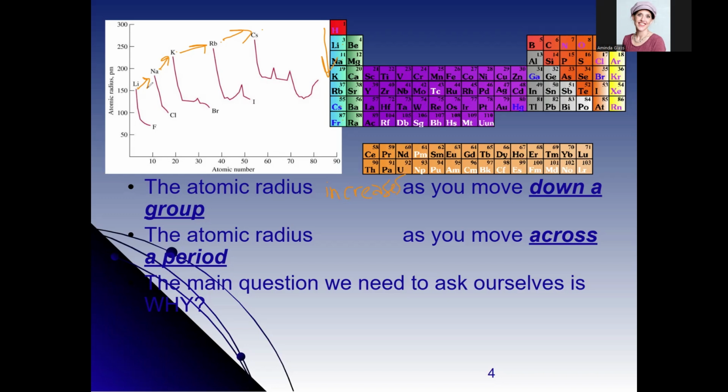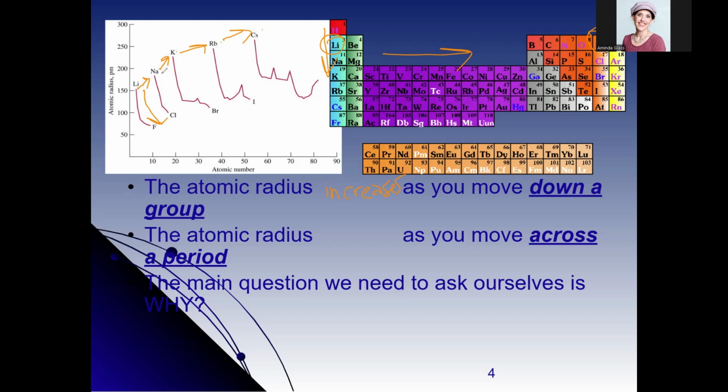Now let's look as we go across the periodic table. Lithium and fluorine are on the same period. They're on the same row. So if we go across, what happens if we graphed every single element in that row? What happens to the radius? It goes from 150 to about 75.